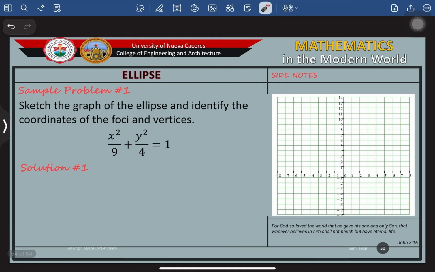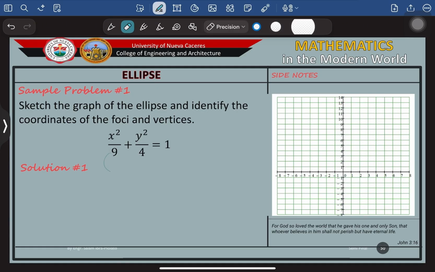So let's have an example for this one. Sketch the graph of the ellipse and identify the coordinates of the foci and vertices. Here is the semi-major axis squared. So based on the standard equation, it means that the center is at the origin.